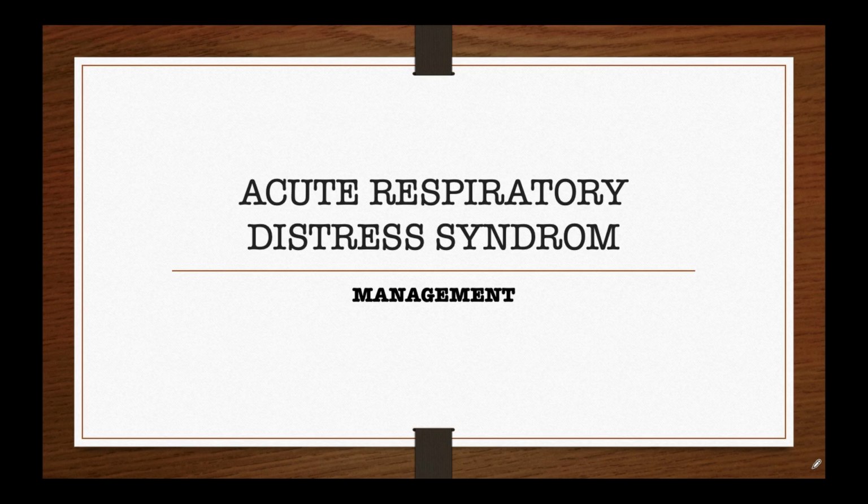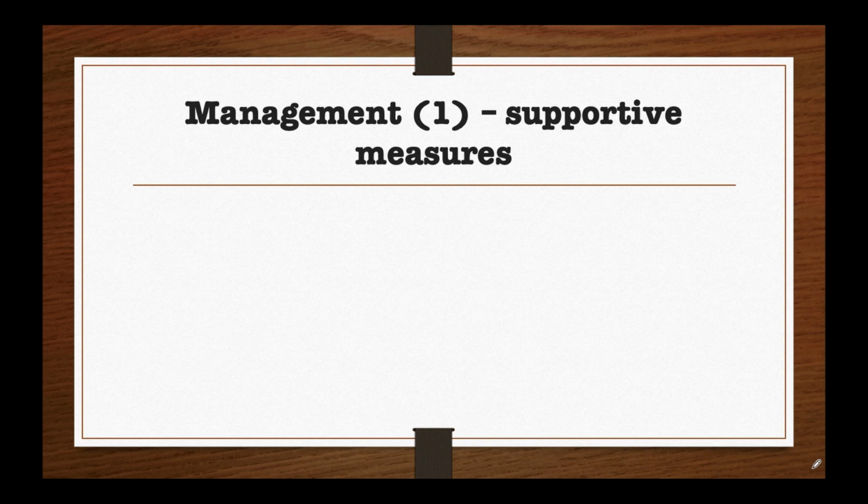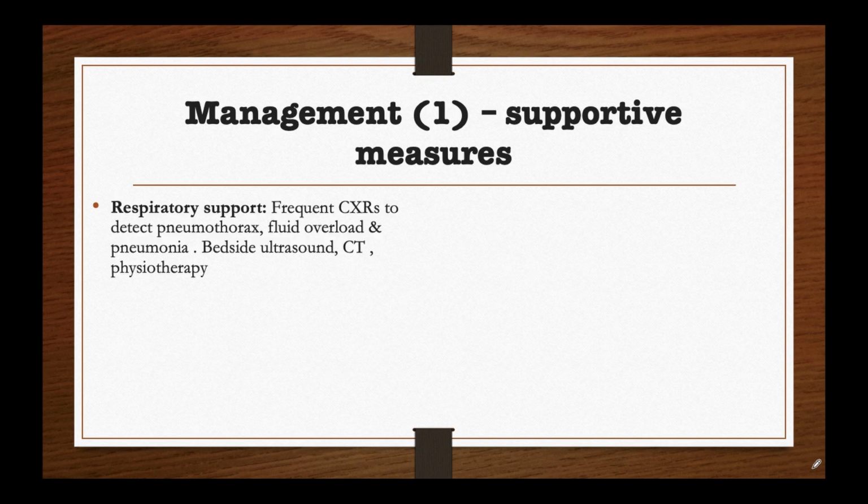distress syndrome. Now, there are no established treatments for acute respiratory distress syndrome, but treating the underlying condition, for example, eradicating infection with antibiotics or even surgery, and also providing support for each system is very, very important in the management of this patient. And so system wise, we are going to provide respiratory support, and what we do over here is ensuring frequent chest x-rays to help us detect pneumothorax as well as fluid overload and pneumonia, which may all complicate acute respiratory distress syndrome.